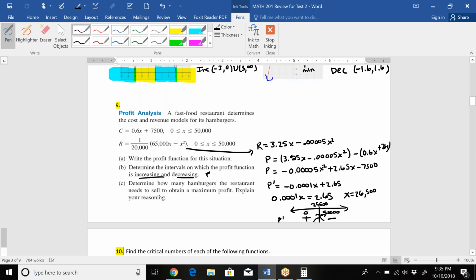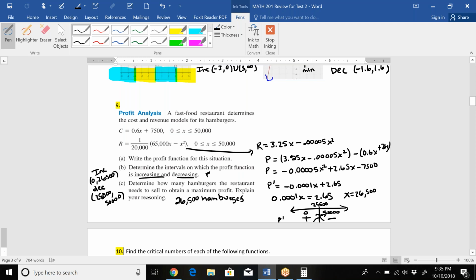So that actually is the answer to part C as well. How many hamburgers do they need to sell to obtain a maximum profit? 26,500 hamburgers. So the increasing, decreasing intervals were from 0 to 26,500, we were increasing, and we were decreasing from 26,500 to 50,000 because that was our domain.